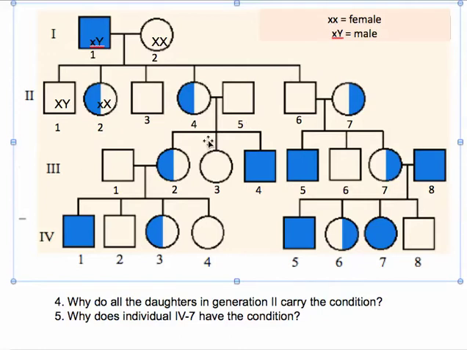What I want you to get out of completing this pedigree is that the father cannot give his affected X chromosome to any of his sons. The X chromosome that all sons have comes from their mother.